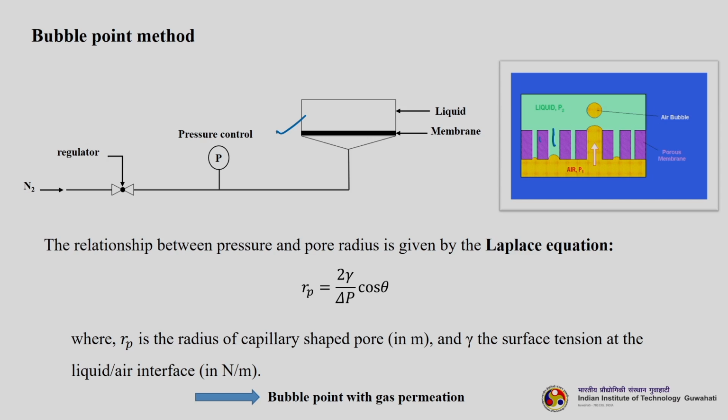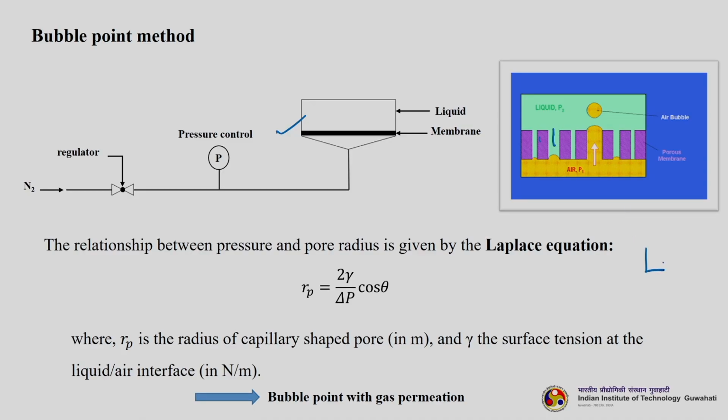The very nice thing about this simple method is that only the active pores will be characterized, because dead end pores which are blocked will not be. Let us say one pore is blocked like this, another pore is open. So, only the active pore will be characterized, and the dead end pores will not. You use the Laplace equation, Rp equals 2 gamma delta p cos theta, to find out the pore radius. Here gamma is the surface tension, Rp is the radius, and theta is the contact angle.